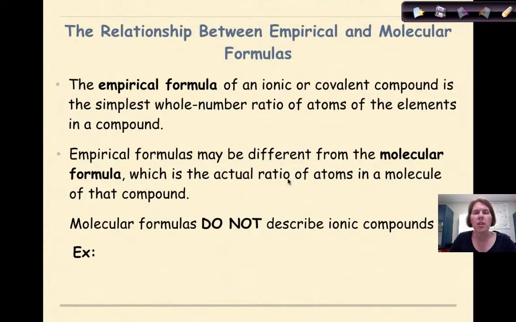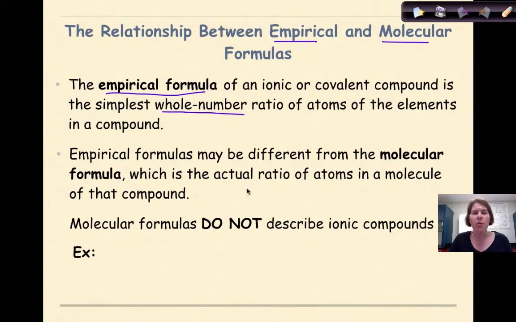Now really quickly, let's talk about the relationship between an empirical and molecular formula. An empirical formula is defined as an ionic or covalent compound that's in the simplest whole number ratio of atoms of the elements in a compound. So in other words, you can't reduce anything down even farther, and we'll go over an example of that in a minute. Empirical formulas can be different than a molecular formula.